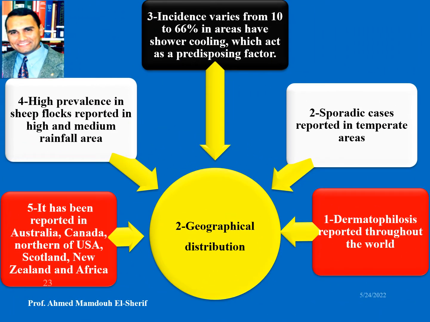Geographical distribution. Dermatophilosis is reported throughout the world. Sporadic cases are reported in temperate areas. The incidence varies from 10 to 66% in areas with shower cooling, which acts as a predisposing factor and a factor of skin destruction. High prevalence in sheep flocks is reported in high and medium rainfall areas, and significant clinical cases were reported. It has been reported in Australia, Canada, northern United States, Scotland, New Zealand, and Africa.